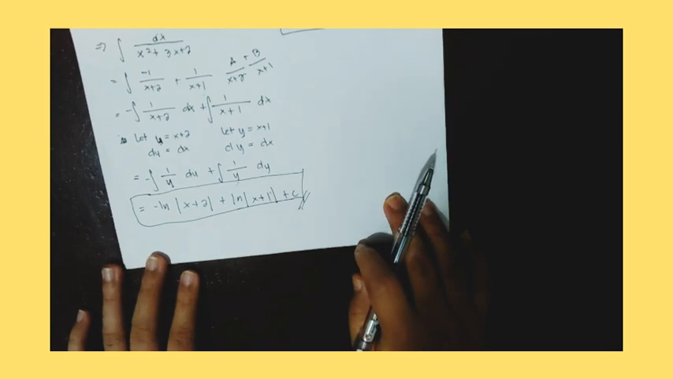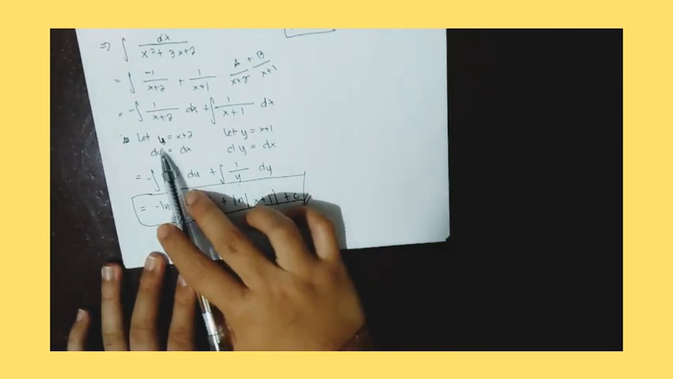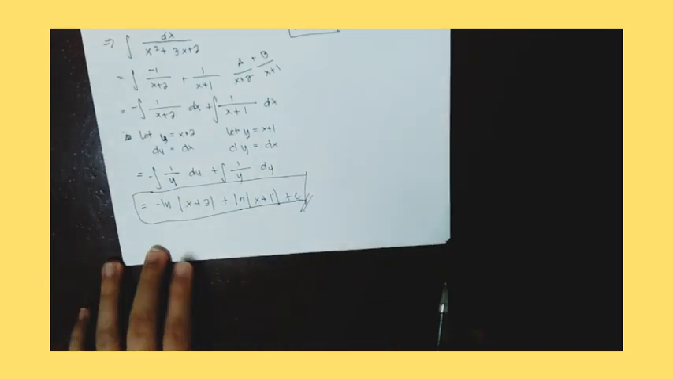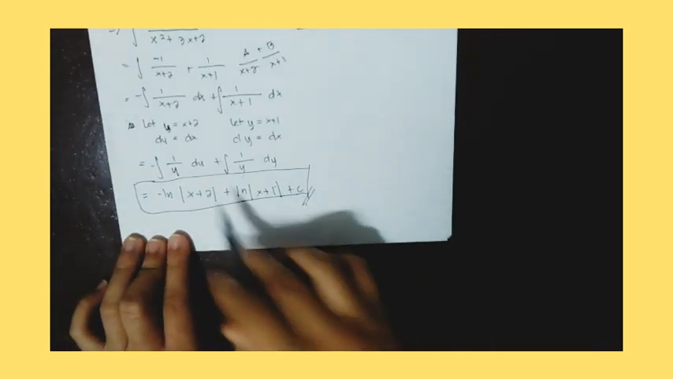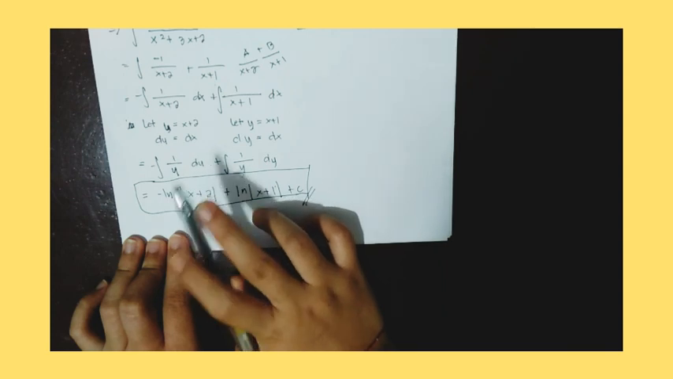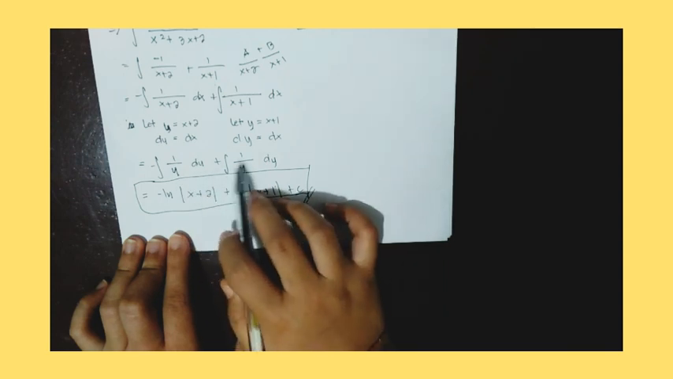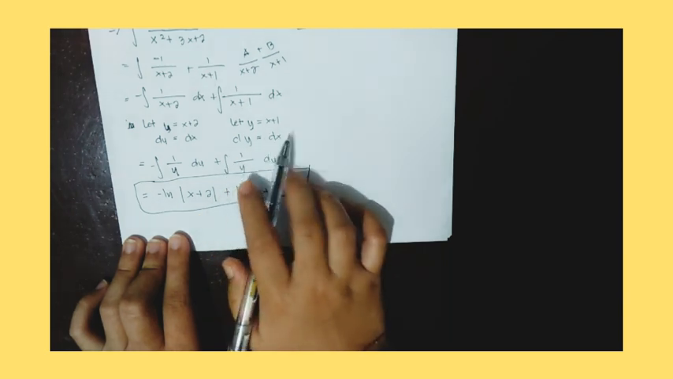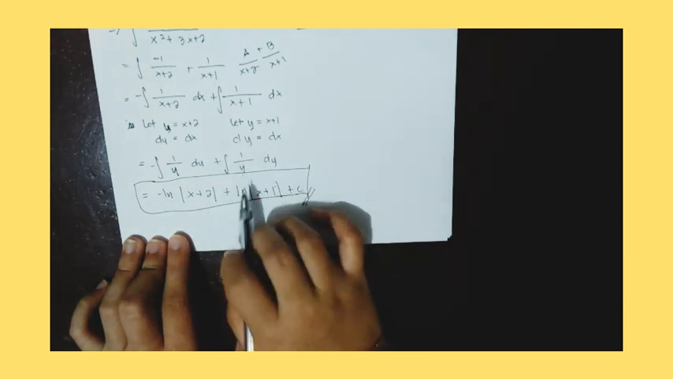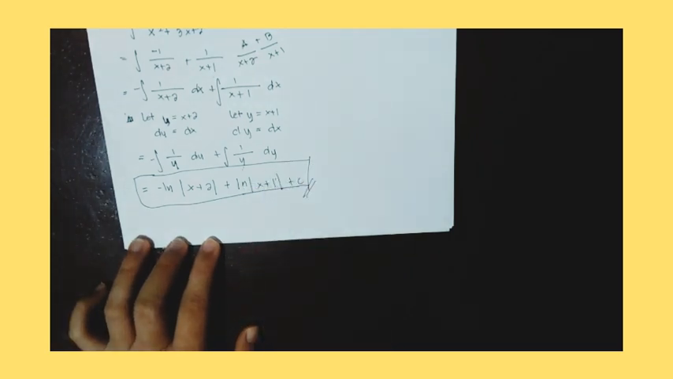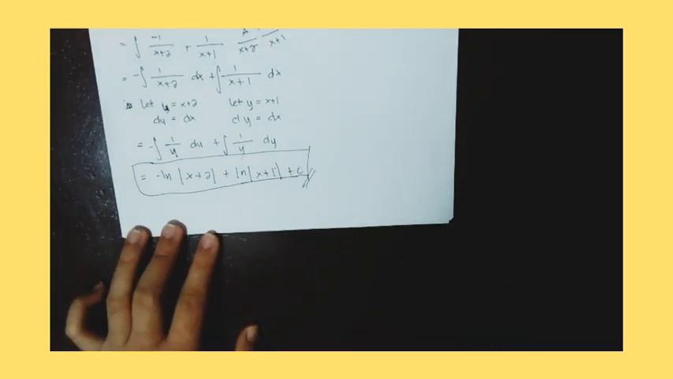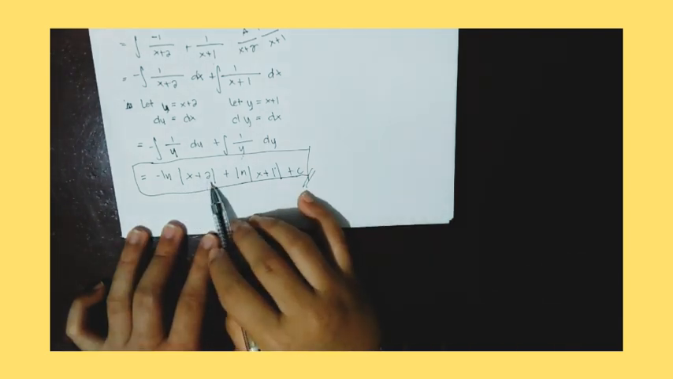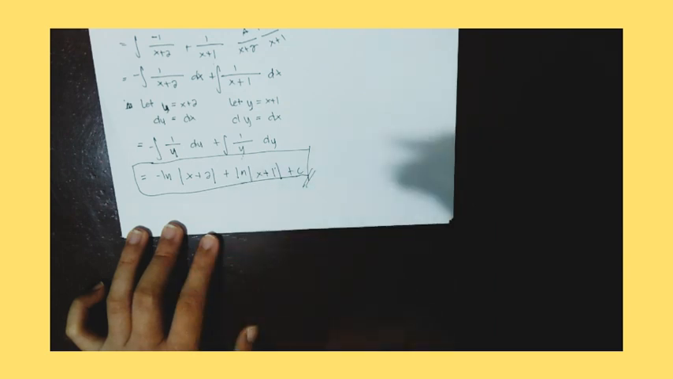Negative integral of 1 over u, where x plus 2 was made u, du, plus the integral of 1 over y, where x plus 1 was made y, dy. The final answer is negative absolute value of x plus 2 plus absolute value of x plus 1 plus C. That's all. Thank you.